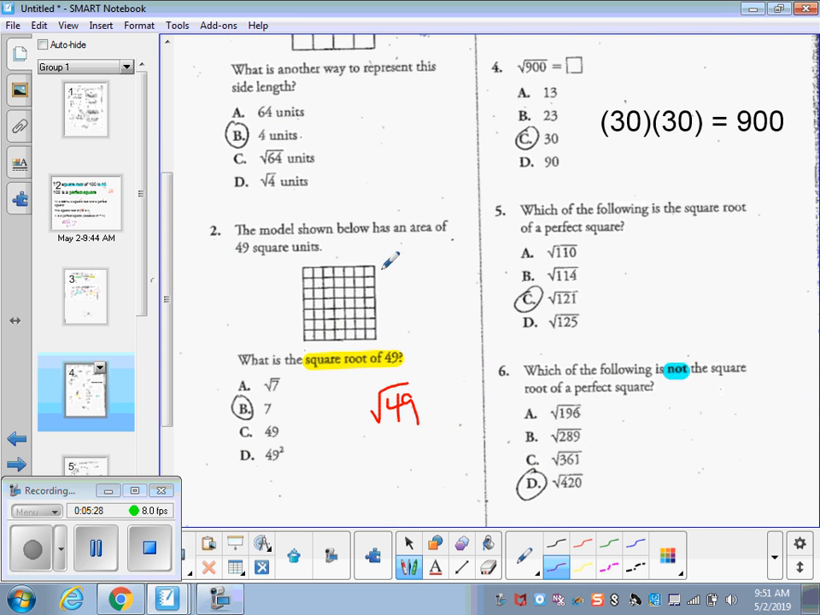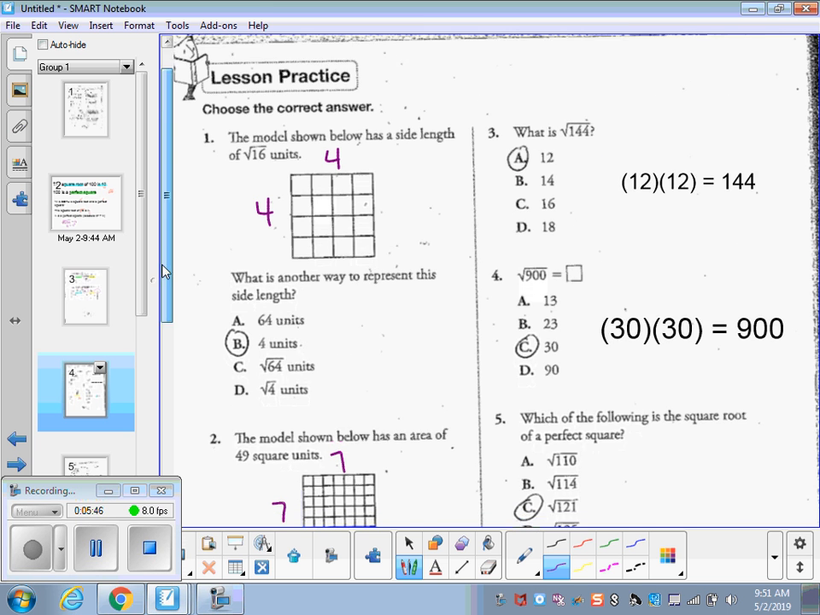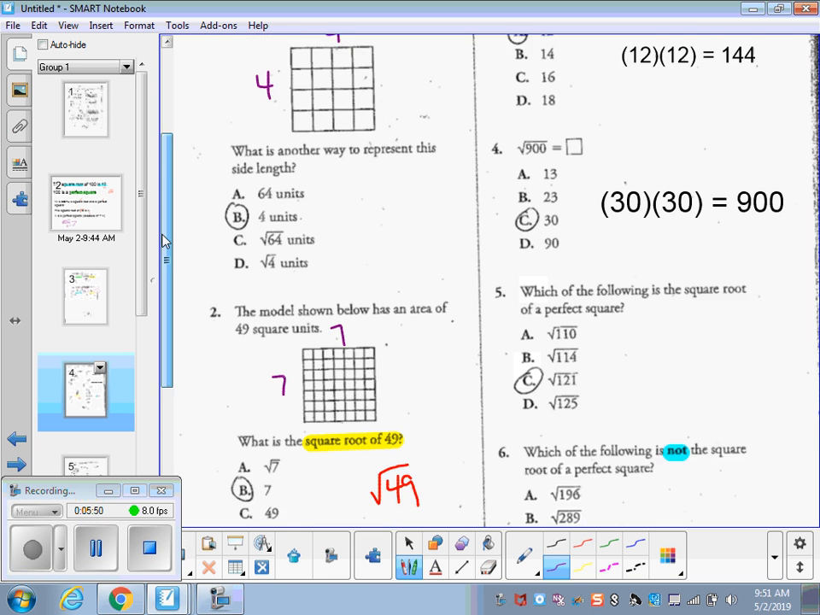For number 2, again, another area application of a perfect square. If this was a 7 by 7, we'd get the 49 square units. So the square root of 49 is the 7. All right, for number 3, the square root of 144 is 12, because 12 times 12 is 144. And the square root of 900 is 30, because 30 times 30 is 900.